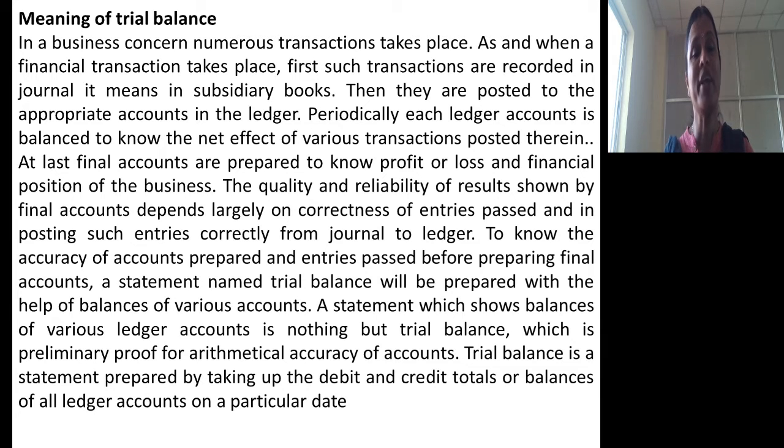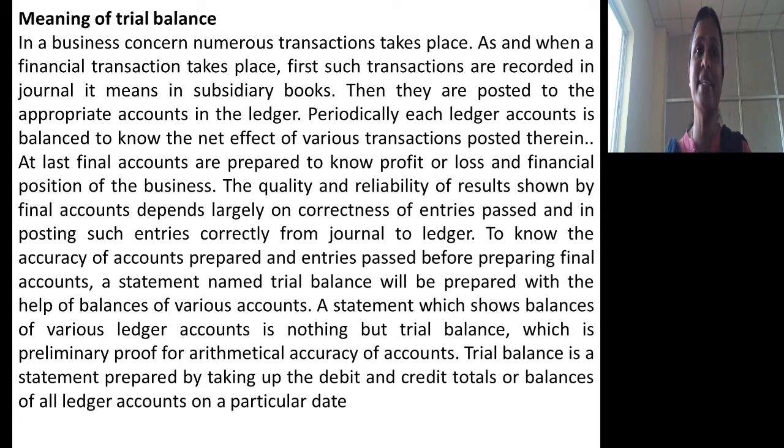So let me see what exactly is a trial balance. You know that in a business concern, numerous transactions take place. As and when a financial transaction takes place, first such a transaction will be recorded in the book of original entry called journal, also known as subsidiary books. Special journals are known as subsidiary books. Then they are posted to appropriate accounts in the ledger.